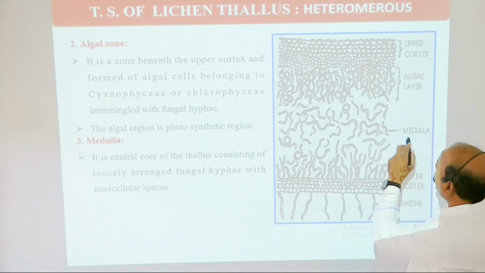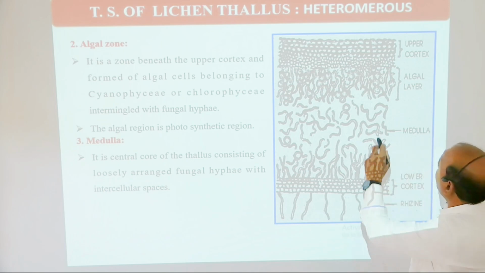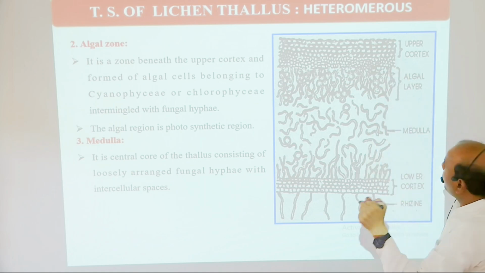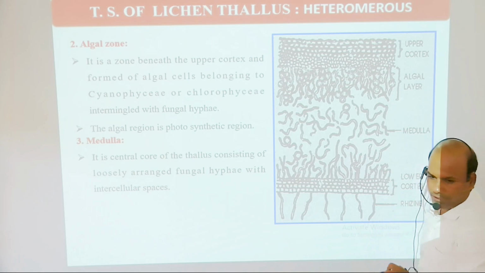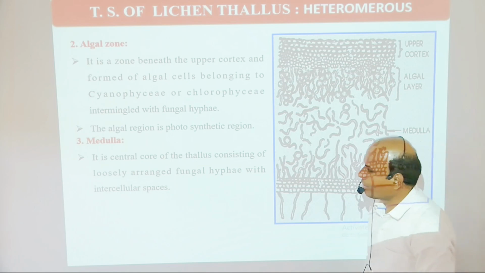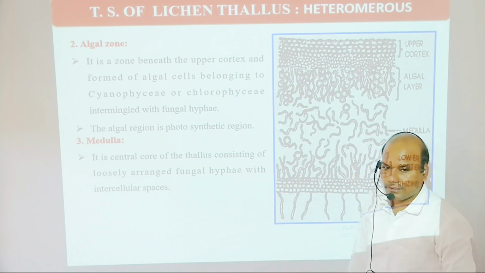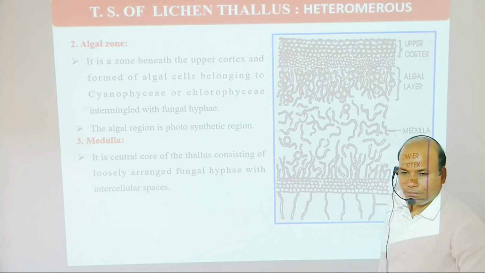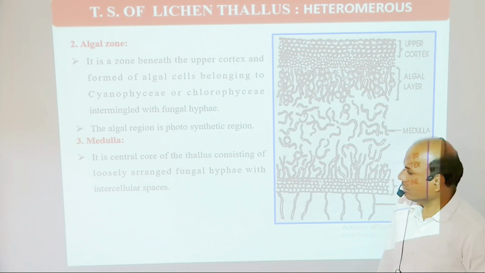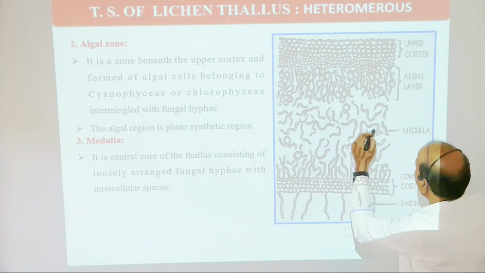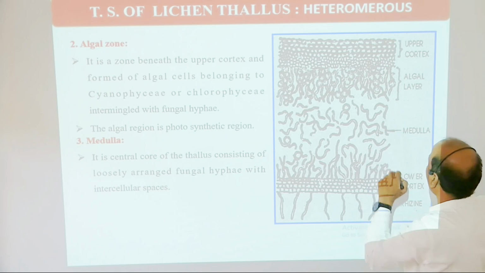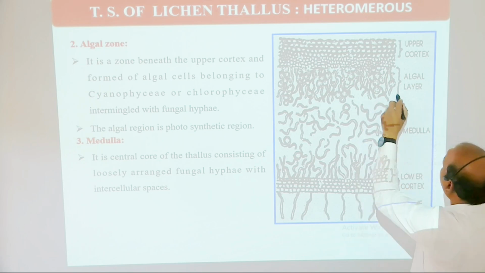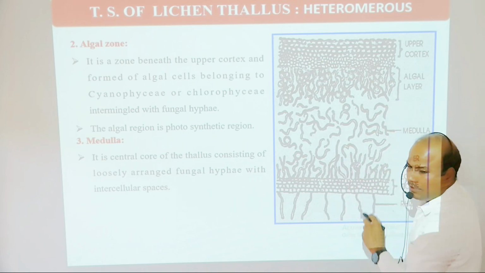Now in case of the medulla, where is the medulla present? Here these are the upper cortex and algal zone. Below the algal zone, the medulla layer is there. The medulla is the central core of the thallus consisting of loosely arranged fungal hyphae with intercellular spaces. Here this is the image and this is the region of medulla. It is present between the lower cortex and algal zone and is loosely arranged.